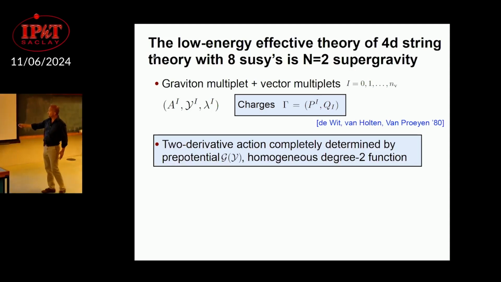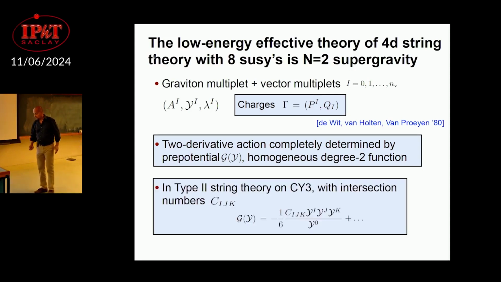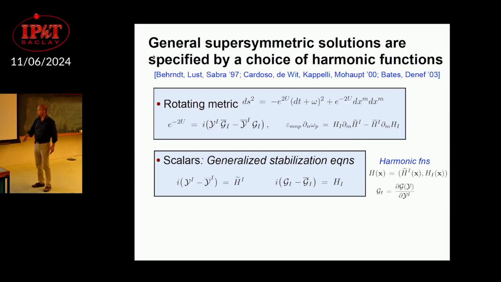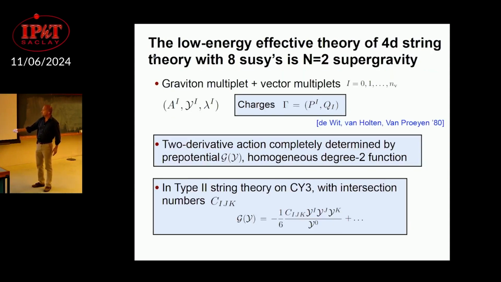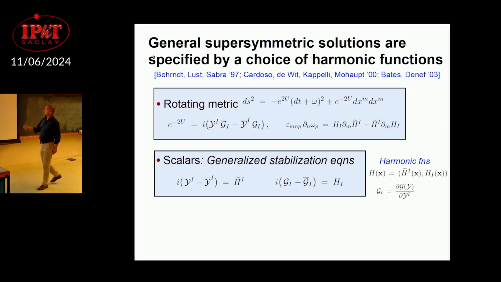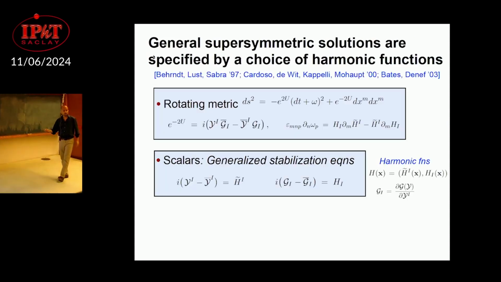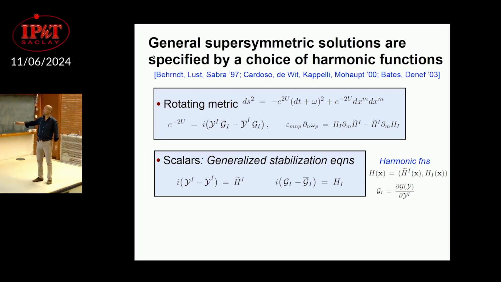The two derivative action is completely determined by a function called the prepotential, which is a homogeneous degree 2 function in these scalars. And in type 2 string theory on a Calabi-Yau, that prepotential is completely governed by the triple intersection numbers on the Calabi-Yau. You have the cubic prepotential. Now, here again, you can ask, what is the most general supersymmetric solution? And this was asked and answered in various papers. And again, you have this IWP type of metric, a rotating metric.